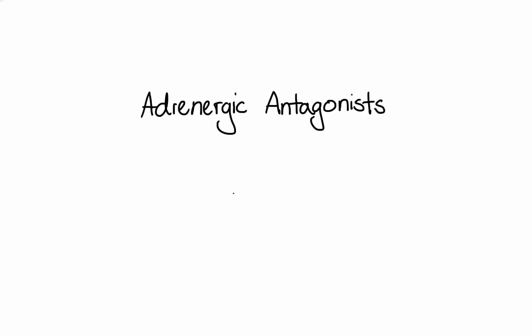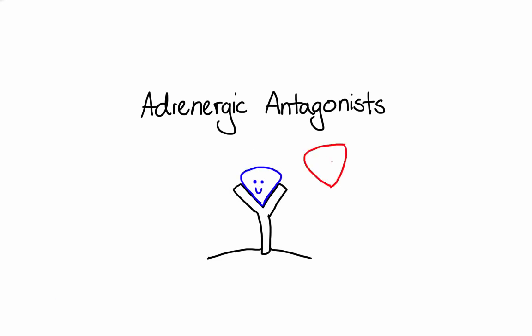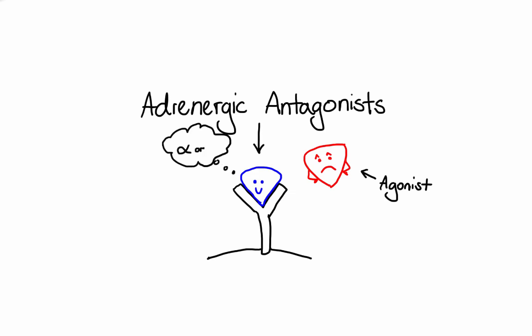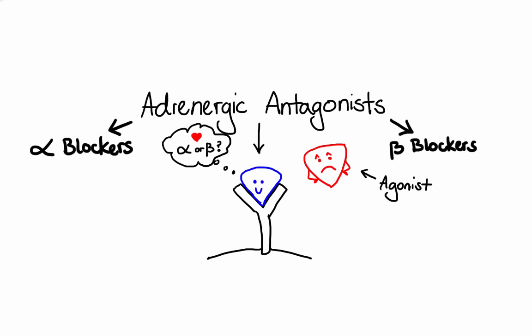In this lecture, I'm going to talk about adrenergic antagonists. So let's get right into it. Adrenergic antagonists, also called sympatholytics, bind to adrenergic receptors, but instead of stimulating them, they actually prevent their activation. And just like with adrenergic agonists, we can divide antagonists based on their affinity for alpha or beta receptors. So we can divide adrenergic antagonists into two main groups, that is alpha blockers and beta blockers. So let's start with alpha blockers first.